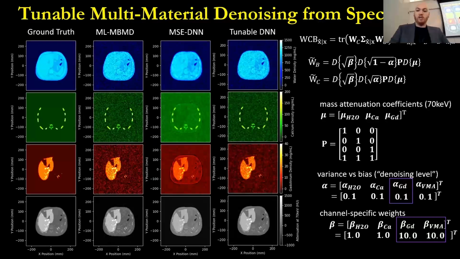Here's a different protocol. The change here is that we've increased beta to 10 for gadolinium and the monoenergetic attenuation image. And so we're emphasizing errors in the gadolinium channel and errors in the monoenergetic image. We're penalizing those errors heavily and de-emphasizing errors in the calcium and water channels. Now, as we sweep alpha gadolinium, we still see this variance bias trade-off in the gadolinium channel, but now there's this compensatory negative bias in the calcium channel, which serves to maintain low overall bias in the virtual monoenergetic attenuation image.